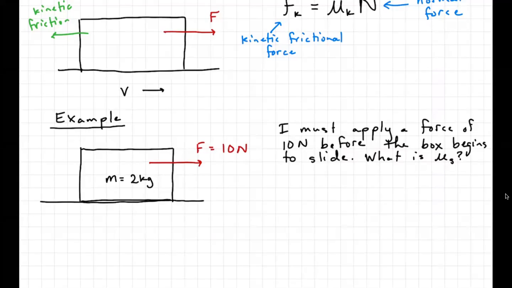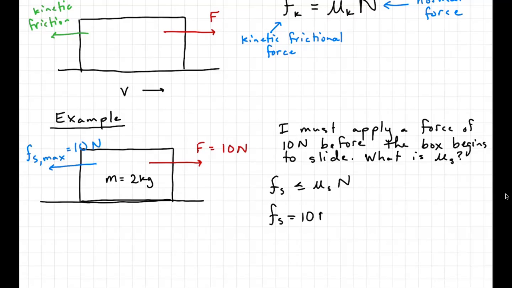So we have this model for static friction where the static friction is less than or equal to this maximum value. If we're told that the box begins to slide when we apply 10 newtons, then we know that right when we're applying 10 newtons, that's kind of the maximum value. The maximum amount of static friction that we can have is 10 newtons, because if I apply that much and just a little bit more, then the box starts to accelerate and I break static friction. So we know in this case that the static friction is equal to 10 newtons. And that has to be the maximum value.